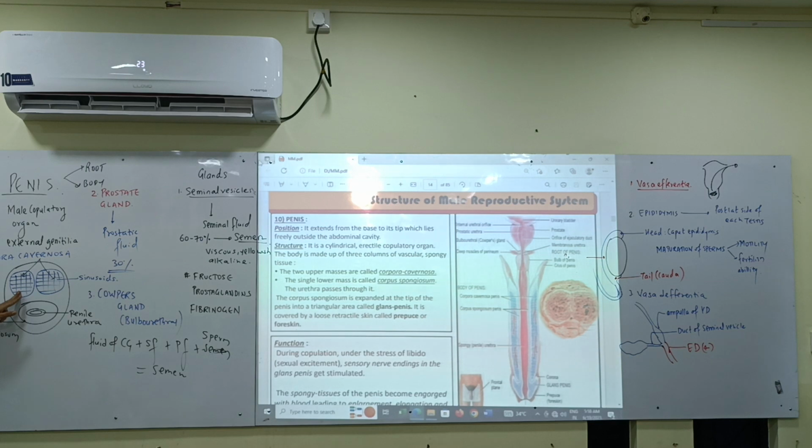Sinusoids of the corpora cavernosa. Got my point? As a result of which, the penis will become hard and erect. And that is a stage in the male act which is called erection. Right? You got my point? It is all under the influence of certain hormones. One of them is a gaseous hormone which is called NO, nitric oxide.